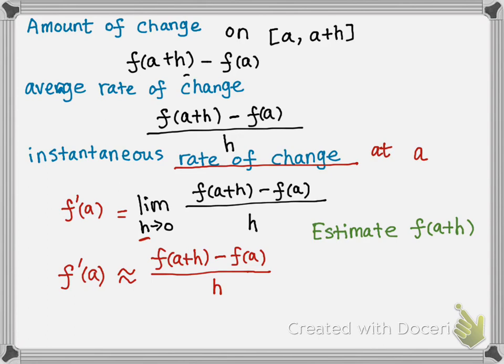How do we estimate? We solve for f of a plus h in this formula. So you multiply f prime of a times h, and then add f of a to both sides. So f of a plus h is approximately f of a plus f prime of a times h.